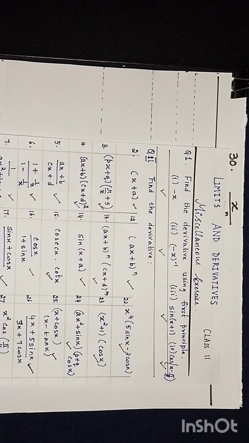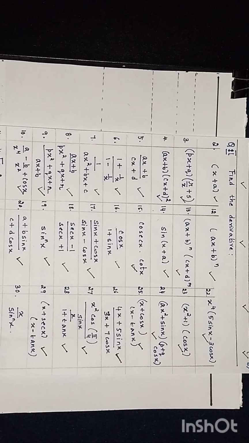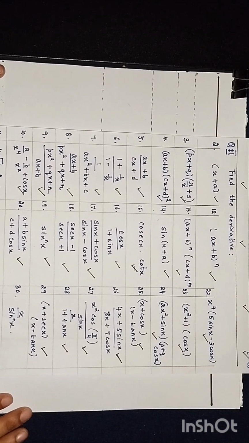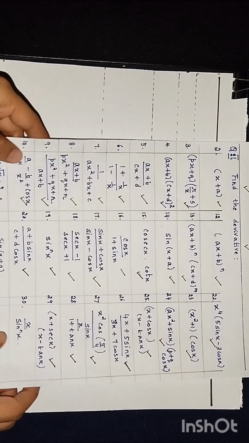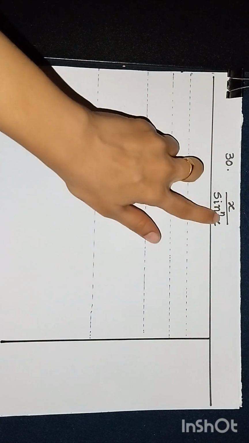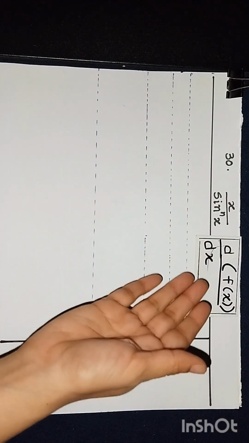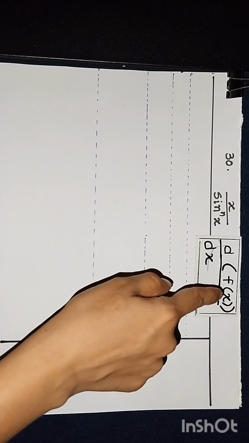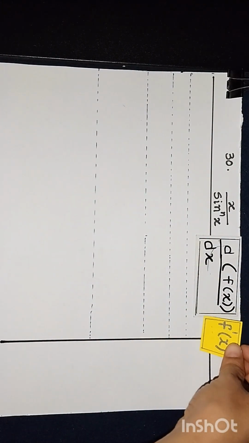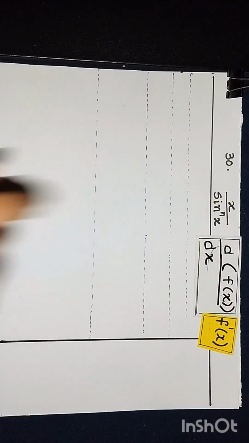Limits and derivatives. So in the miscellaneous exercise we have completed 29 questions. Now the last one, the 30th one, which we'll clearly understand in this video. Now let us find the derivative for the 30th one. So the function is x divided by sine to the power nx. We have to find the derivative d by dx of the function, which is also denoted as f dash of x, right? So we have to find derivative of this function.